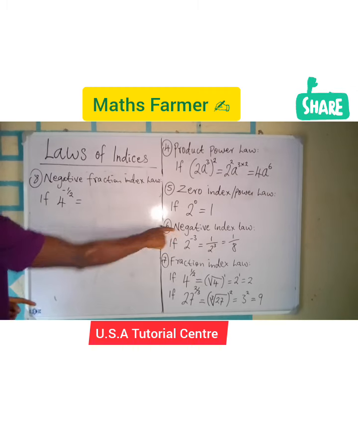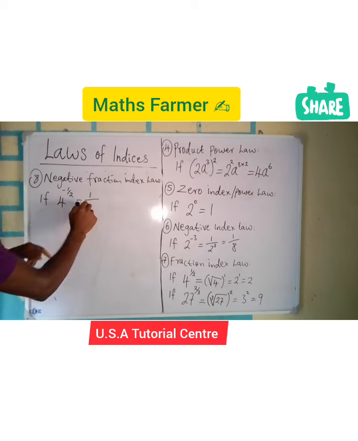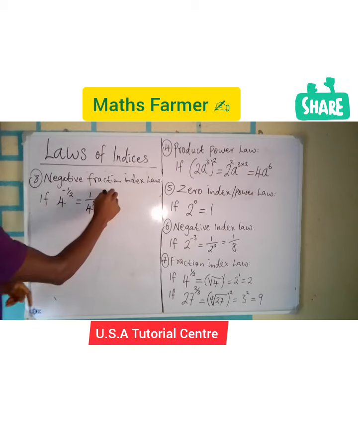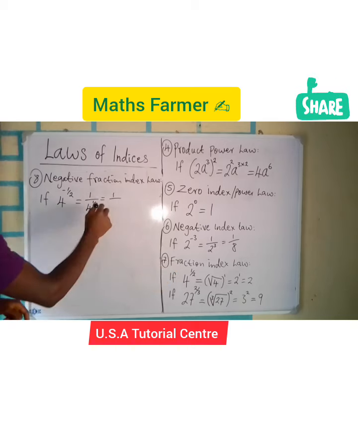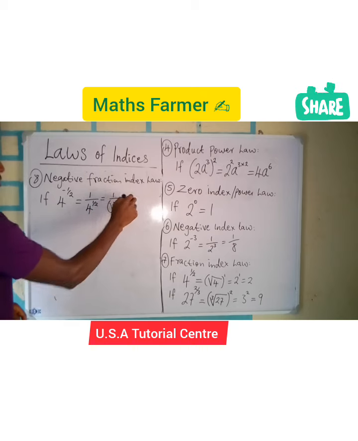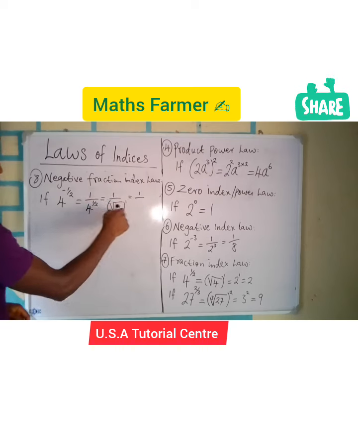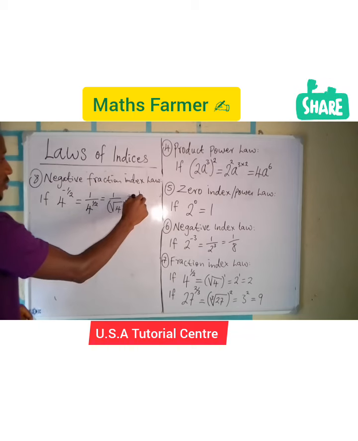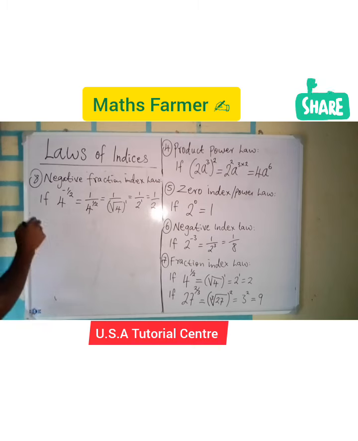From the negative law, we have to observe this negative sign, which gives us 1 over 4 raised to the power of half. Then we obey the fraction law, which is the square root of 4 all to the power of 1, so we have 1 over the square root of 4, which gives us 1 over 2 raised to the power of 1, the same thing as 1 over 2. Then the ninth one, the same base law.